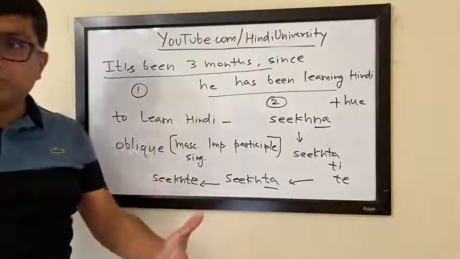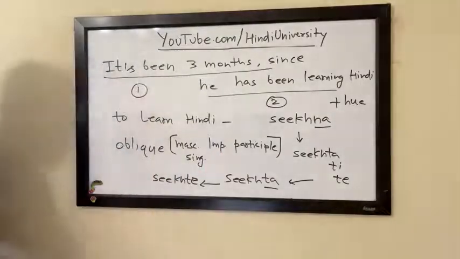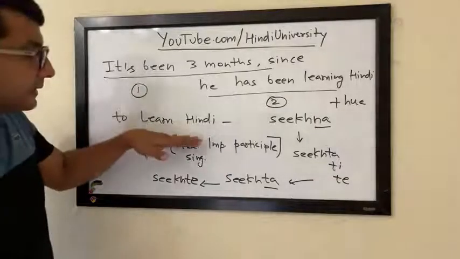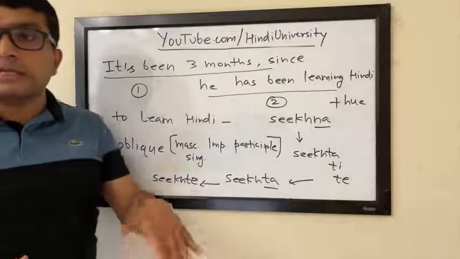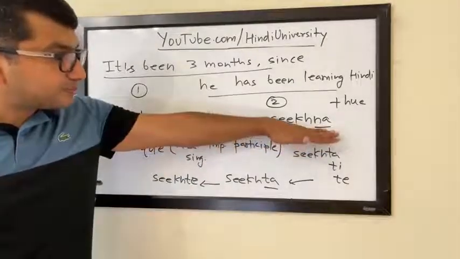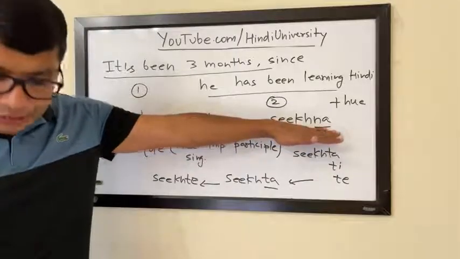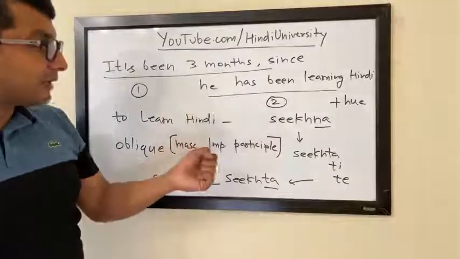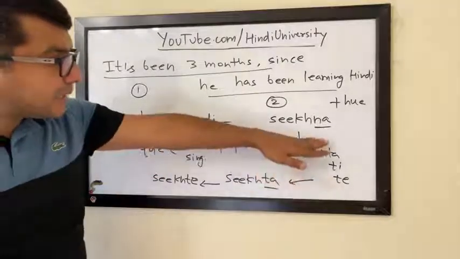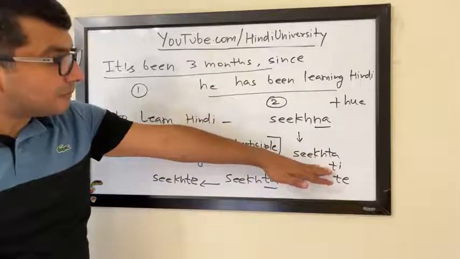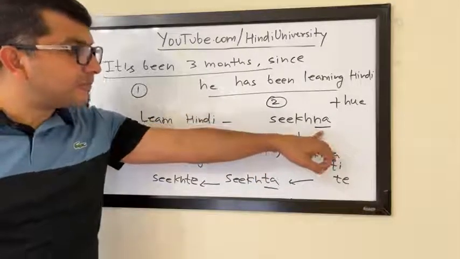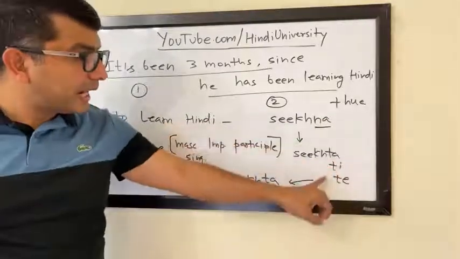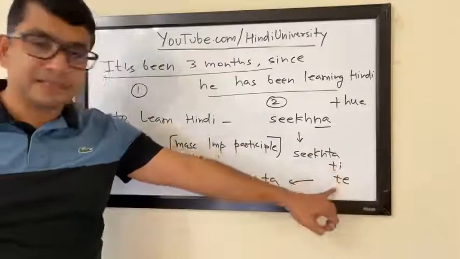Let me recap it again. The verb, it's hard. So don't feel bad that you're not getting it. This is really hard. So to learn Hindi is Hindi seekhna. That's the verb. But when you want to show the continuity, an activity that is currently going on, since the time this person started learning Hindi, you take the imperfective participle form, which is nothing but the verb conjugation. So you remove the na, and these are the possibilities: seekhta, seekhti, and seekhte.